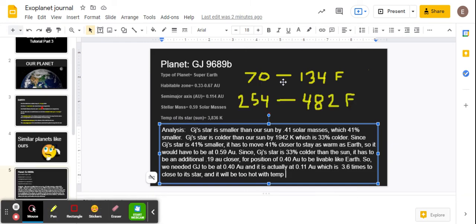After multiplying each of these by 3.6, since we're 3.6 times too hot, we get a temperature of 254 all the way up to 482 degrees. If you Google melting points of metals, you'll see aluminum melts at 1200 degrees Fahrenheit. So even though that's really hot, we could most likely land a spaceship on there. 254, not very pleasant. Probably not one that we could live on, but we could walk on it.